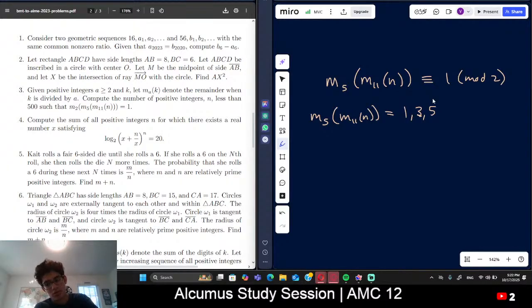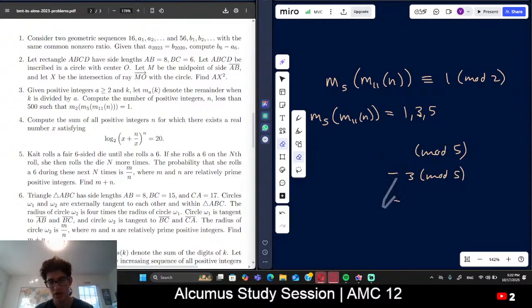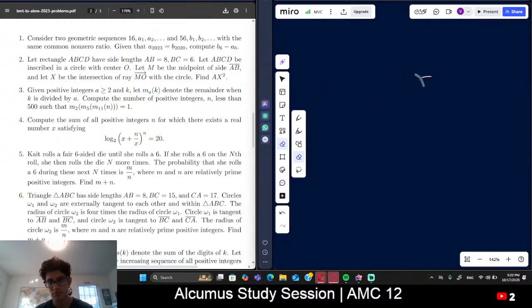And so it's going to be congruent to all of these different numbers modulo 5. So it's congruent to 1 mod 5, it's congruent to 3 mod 5, and it can't be congruent to 5 mod 5 now, can it? That'll give you 0. So wait, okay, I think I'm going about this the wrong way. Let's try to find a slightly better approach because I don't think this is really going to work out.